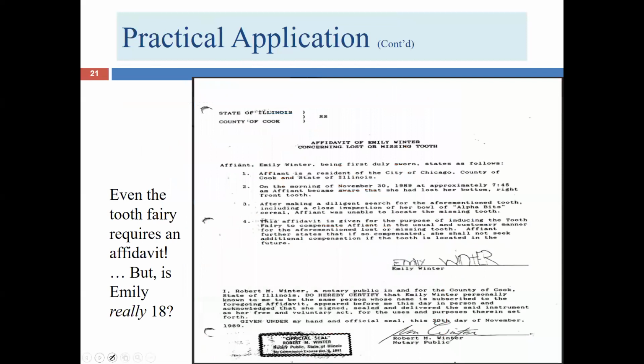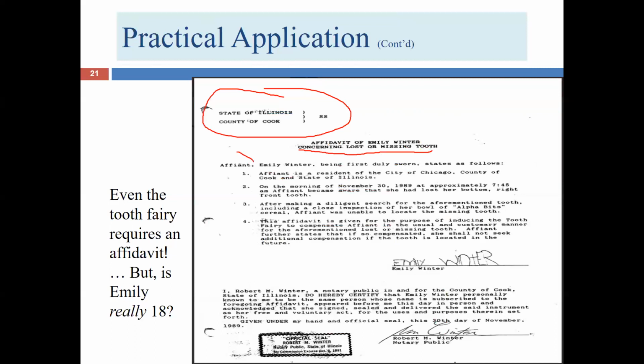Here's another affidavit. Again, this one doesn't have a style of a case. We just start with the state of Illinois, county of Cook. And again, we have a title, Affidavit of Emily Winter. Now we have a topic. You don't have to have a topic, but if you have a lot of affidavits in a case, it can help the readers make sense of it. This one's concerning a lost or missing tooth.